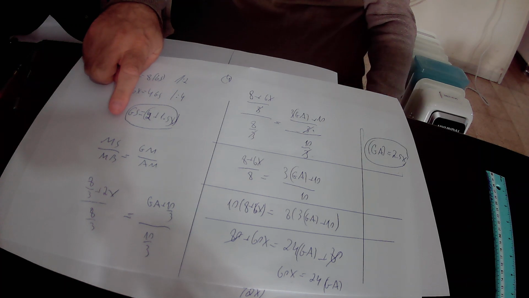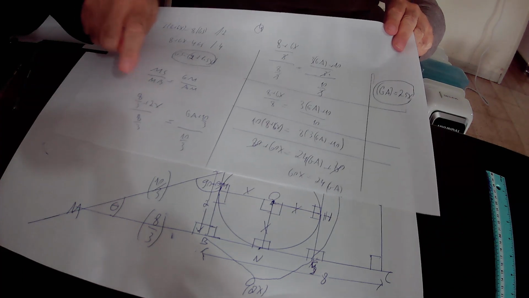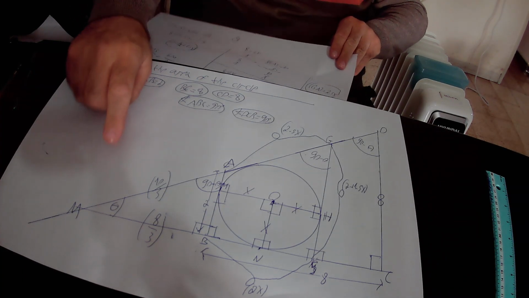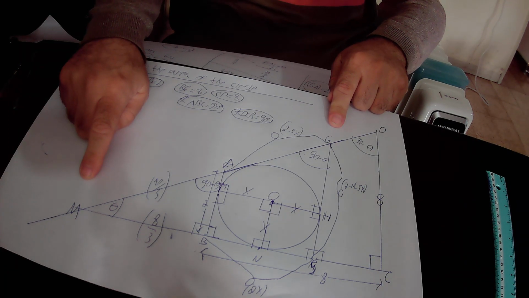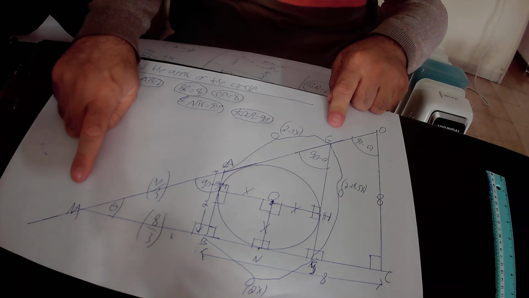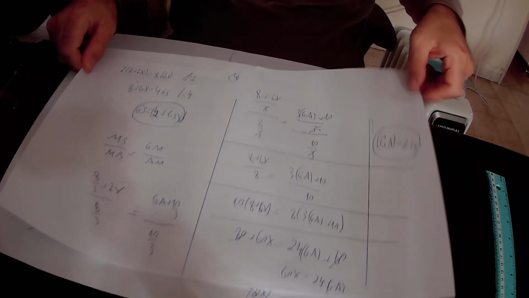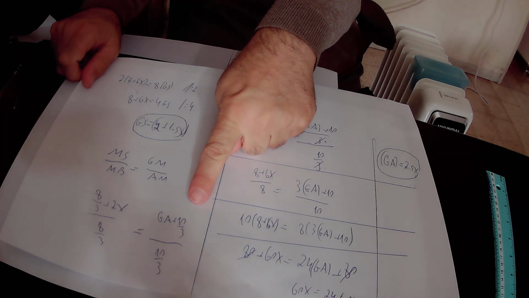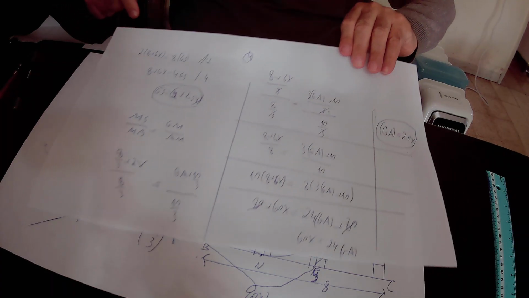I've already explained to you that MS equals 8 over 3 plus 2x. MB is 8 over 3. What is the length of GM? From the drawing it is very easy to see that GM equals GA plus AM. That is to say, GM equals GA plus AM, and MA is 10 over 3. So in total, GM equals GA plus 10 over 3.